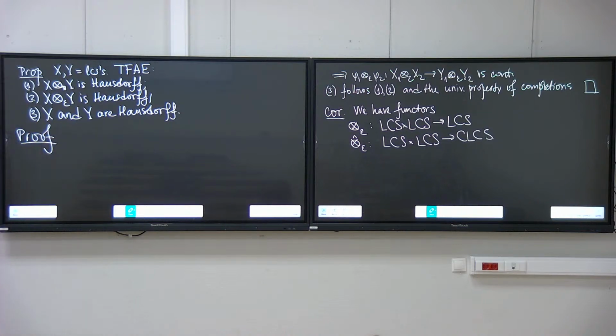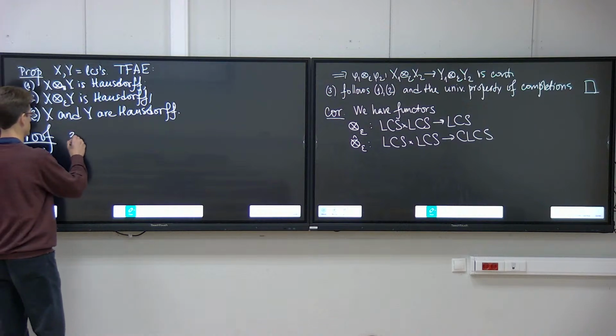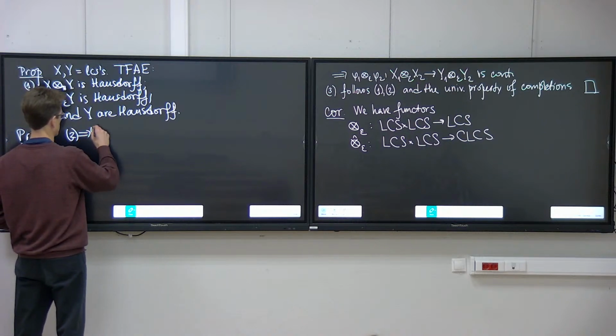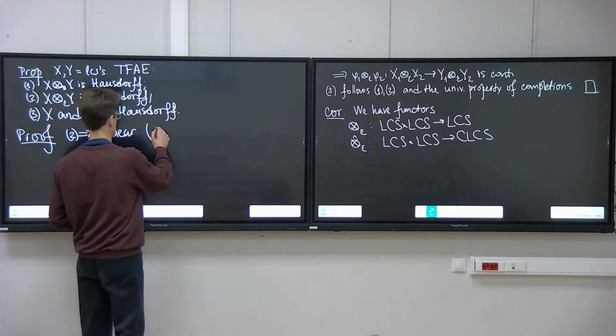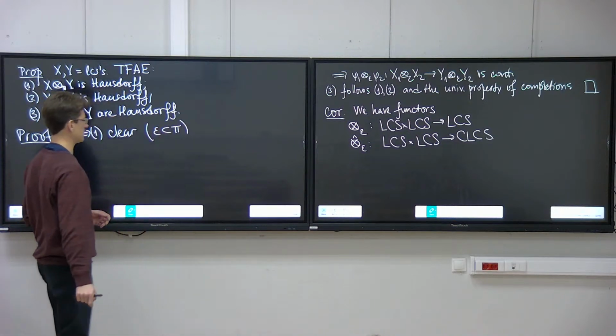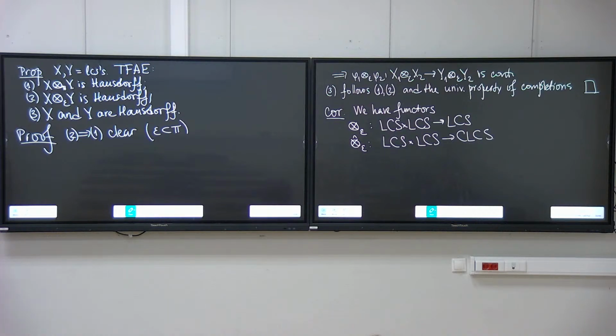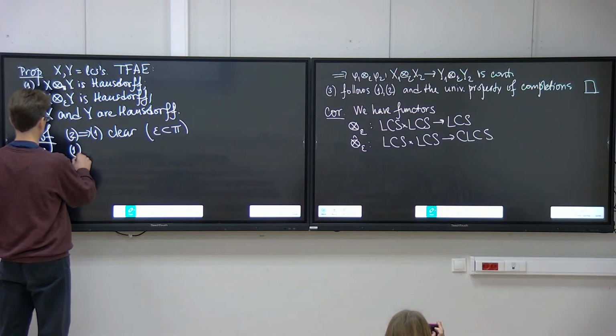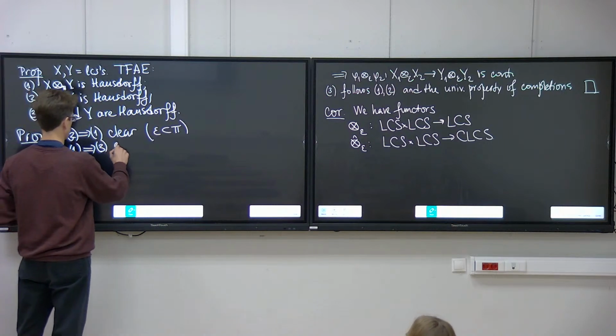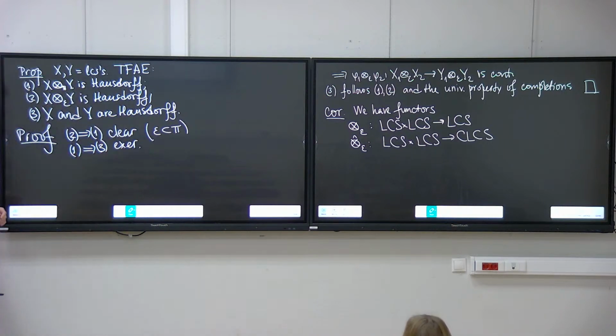To prove this result, let's first observe that 2 clearly implies 1. This is clear because the projective tensor topology is stronger than the injective one, and if this is Hausdorff, then this is also Hausdorff. It's a simple exercise to show that 1 implies 3. A good but simple exercise for you. So let's show now that 3 implies 2.